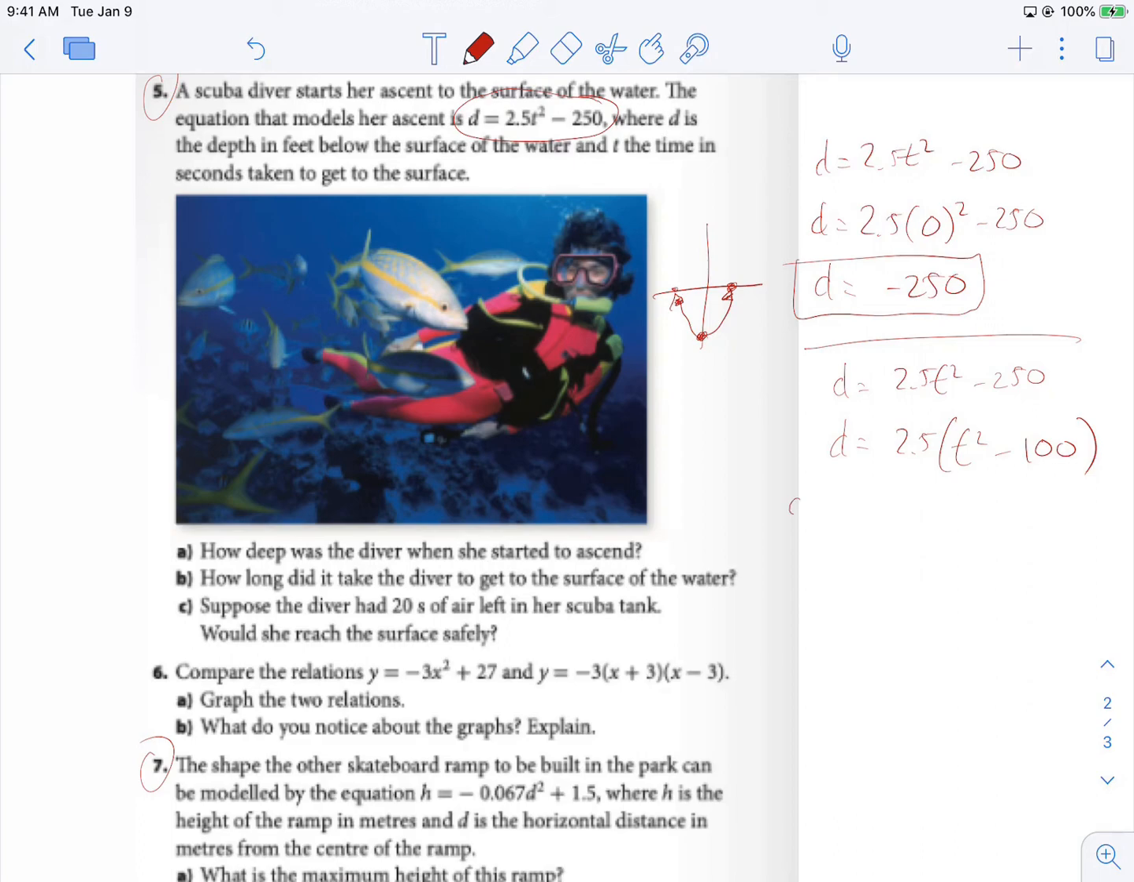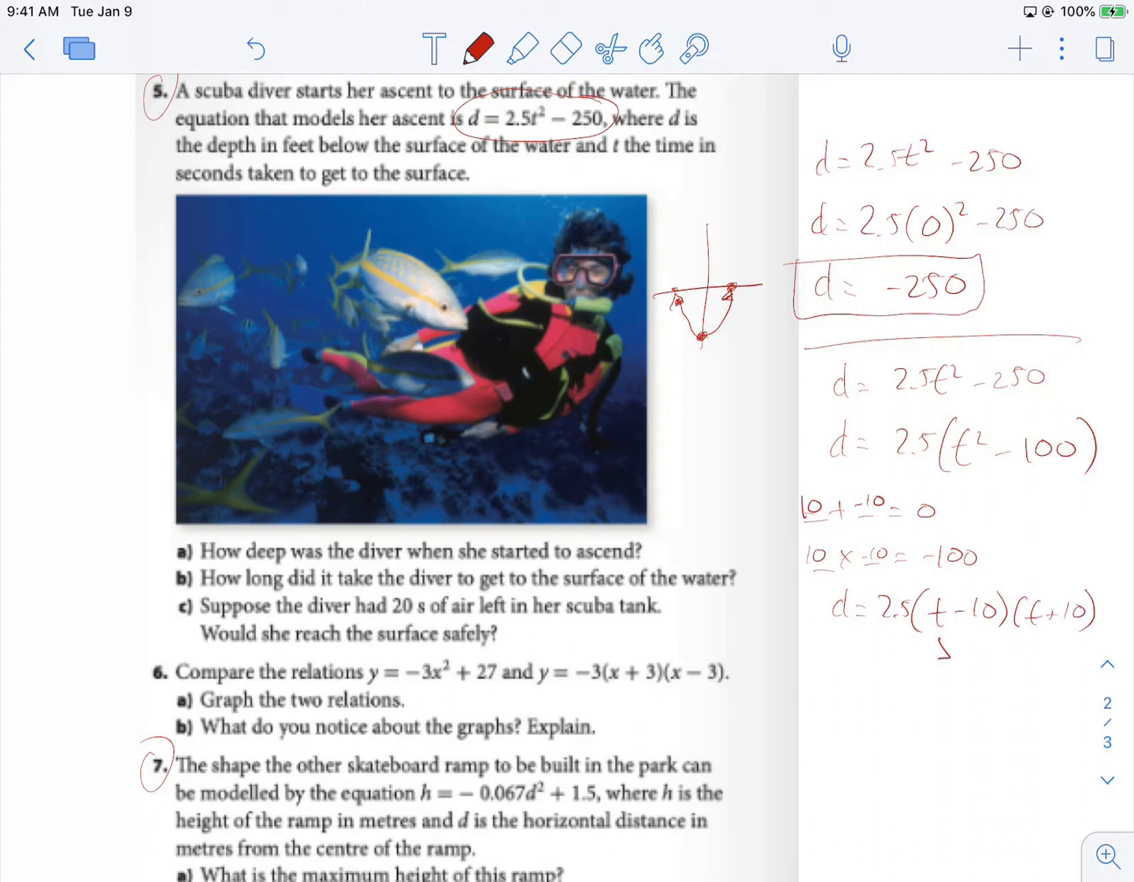Now we have the exact same situation we just ran into. We need to figure out which two numbers add up to 0 because there's no middle term, and multiply to negative 100. So what two numbers are we looking at? Well, 10 and 10 multiply to 100. So if we have positive 10 and negative 10, that's going to fit the bill. So when we factor this out, we get 2.5 times t minus 10, t plus 10.